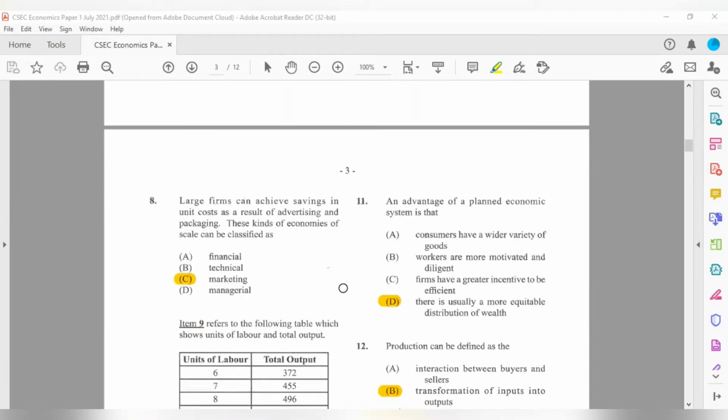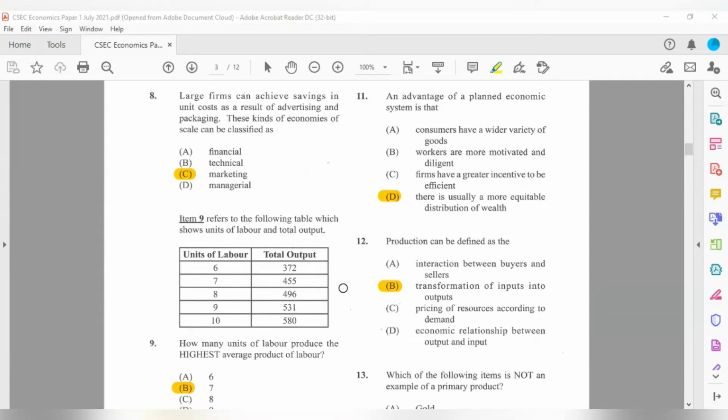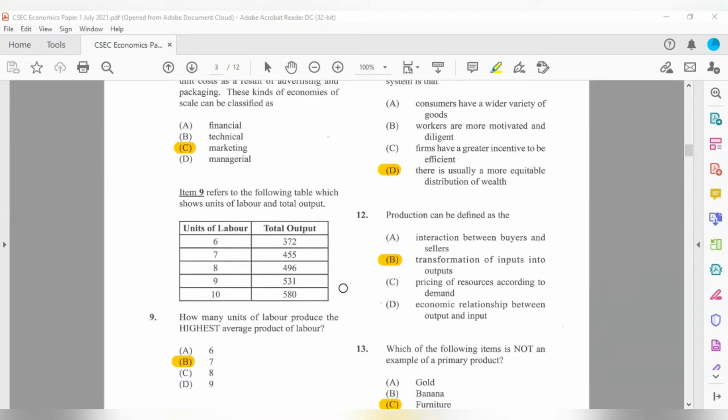Eight, large firms can achieve savings in unit cost as a result of advertising and packaging. These kinds of economies of scale can be classified as C, marketing. Nine, item nine refers to the following table, which shows units of labor and total output. How many units of labor produce the highest average product of labor?